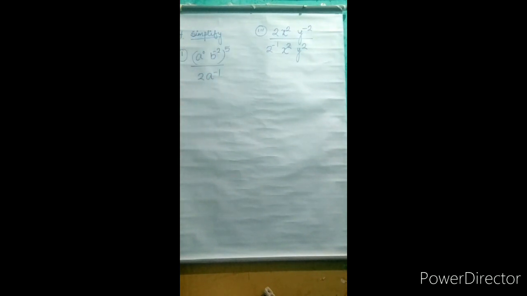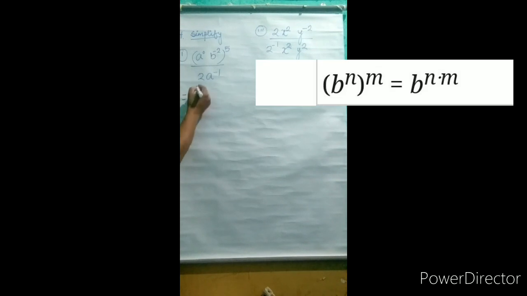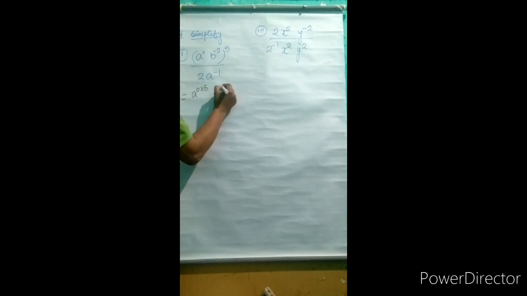So what we will do, according to the law of exponents, if power to the power is given, powers will multiply. So here you can write a raised to power 0 multiply 5, b raised to power minus 2 multiply 5, over 2 a raised to power minus 1. So here it will become a raised to power 0, b raised to power minus 10 over 2 a raised to power minus 1.